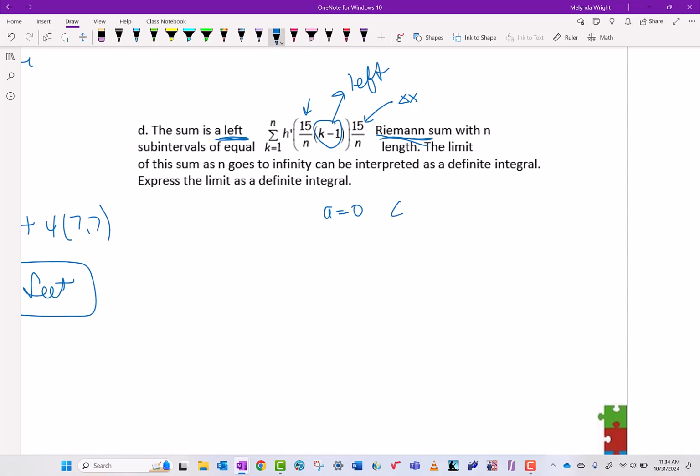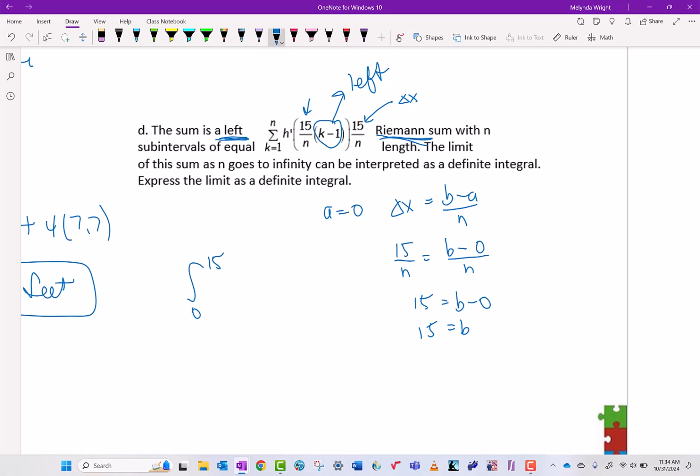And we know that delta x is b minus a over n. We know delta x is 15 over n, equals b minus a, which is b minus 0, over n. All right, so those n's go away. So b minus 0 is 15, so that means b is 15. Okay, making progress, so I've got my integral from 0 to 15, yay.